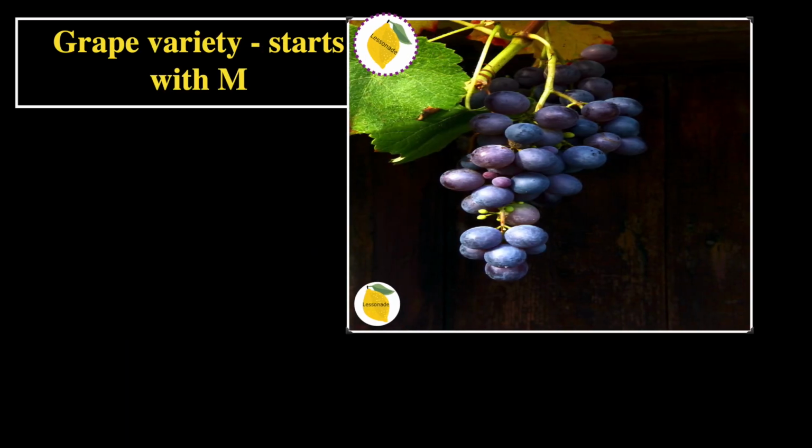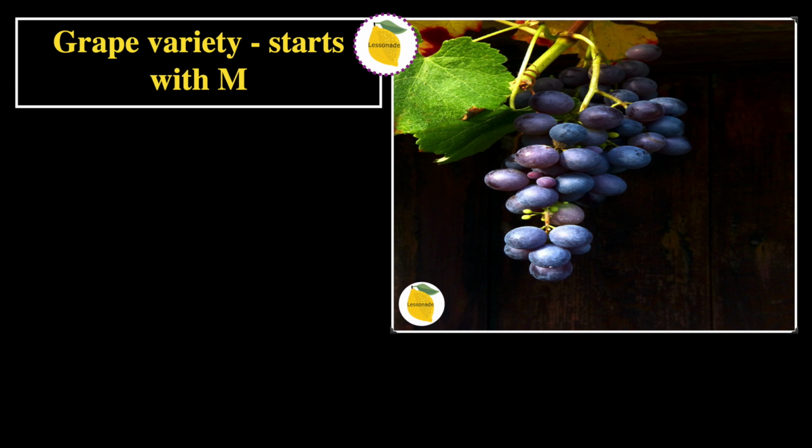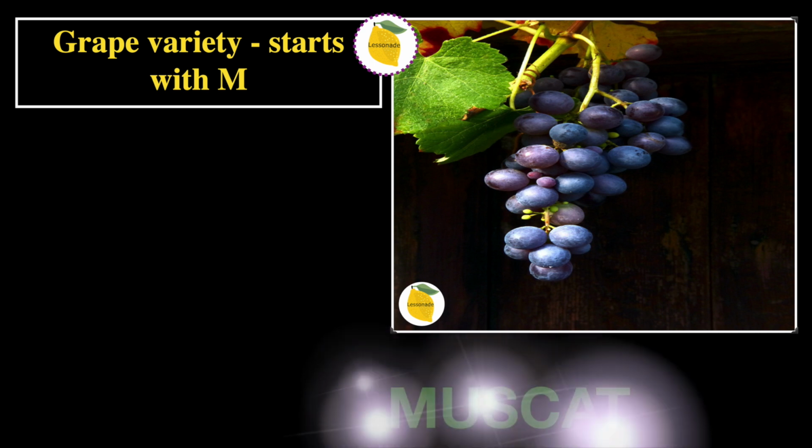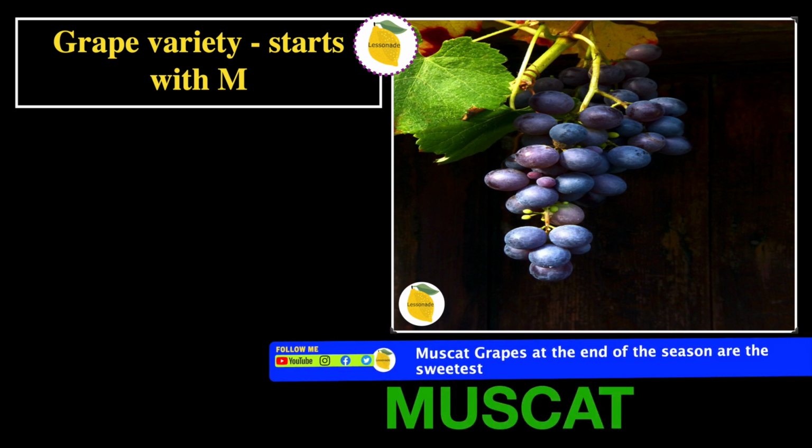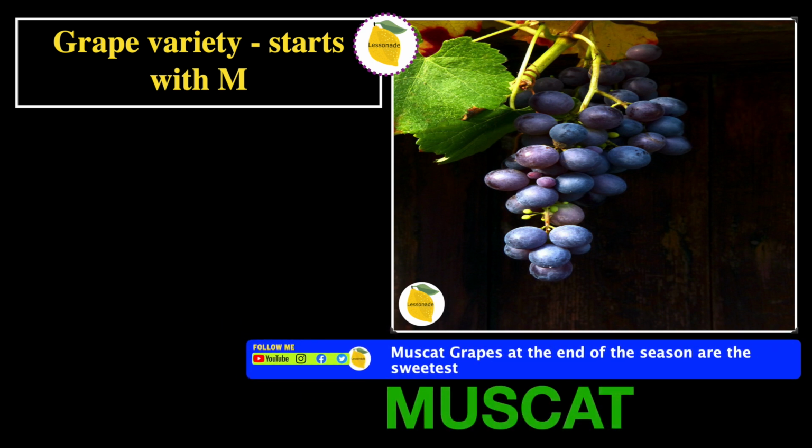Grape variety starts with M. In this picture, we can see a variety of grapes. The word is going to be muscat. And the sentence is muscat grapes at the end of the season are the sweetest.